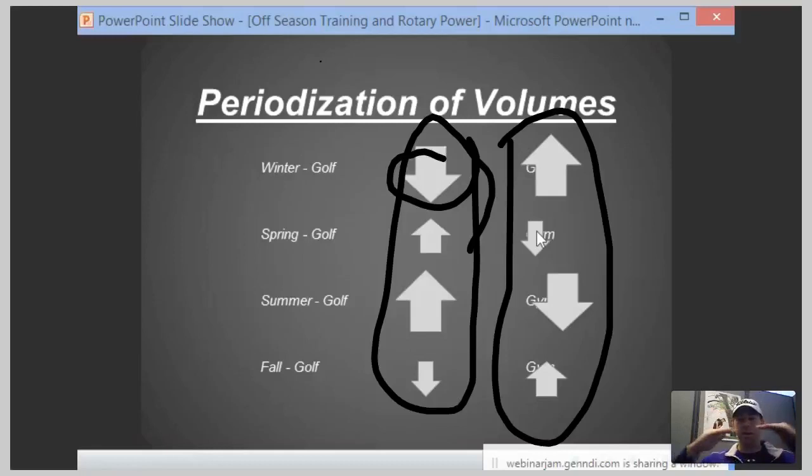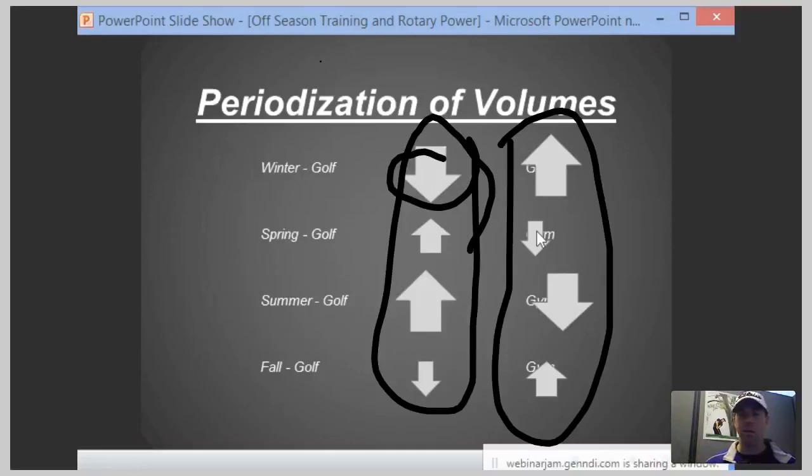So if this is where we want to be, golf was low and gym was high in the off season, and they flip once you get to the heavy in season. And then you can see once you get to fall, they start to come back more to the middle. But as it starts to get cooler and days get shorter, golf will start to decrease some, and you start to increase your gym time. And that's the flow you take throughout the year in terms of your volume.